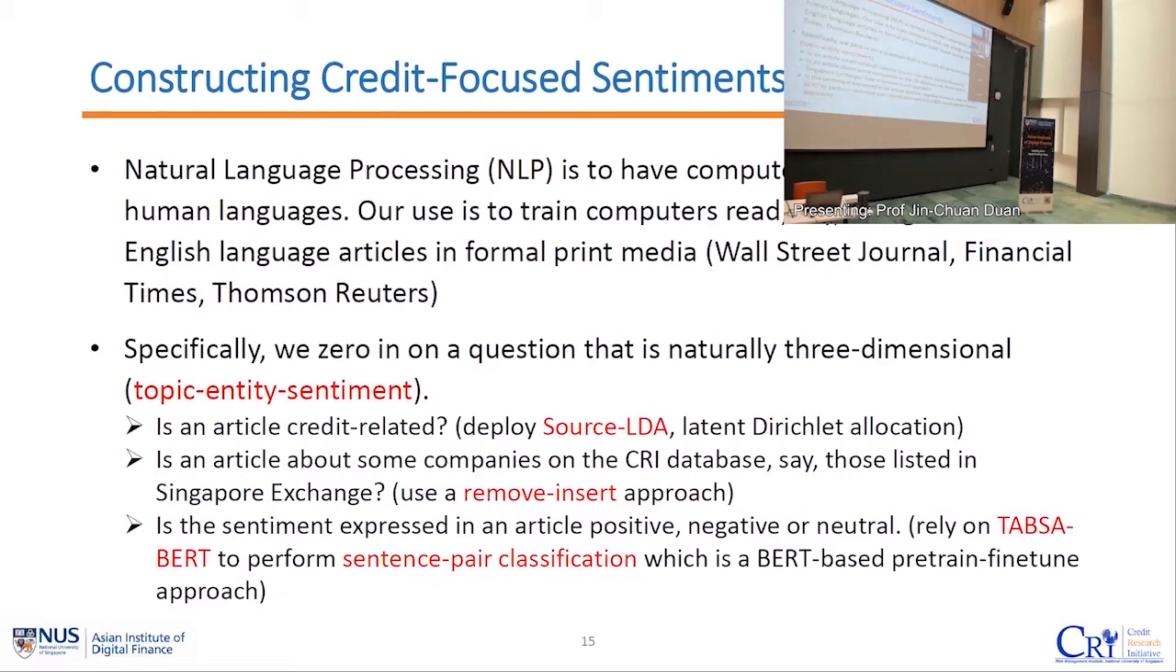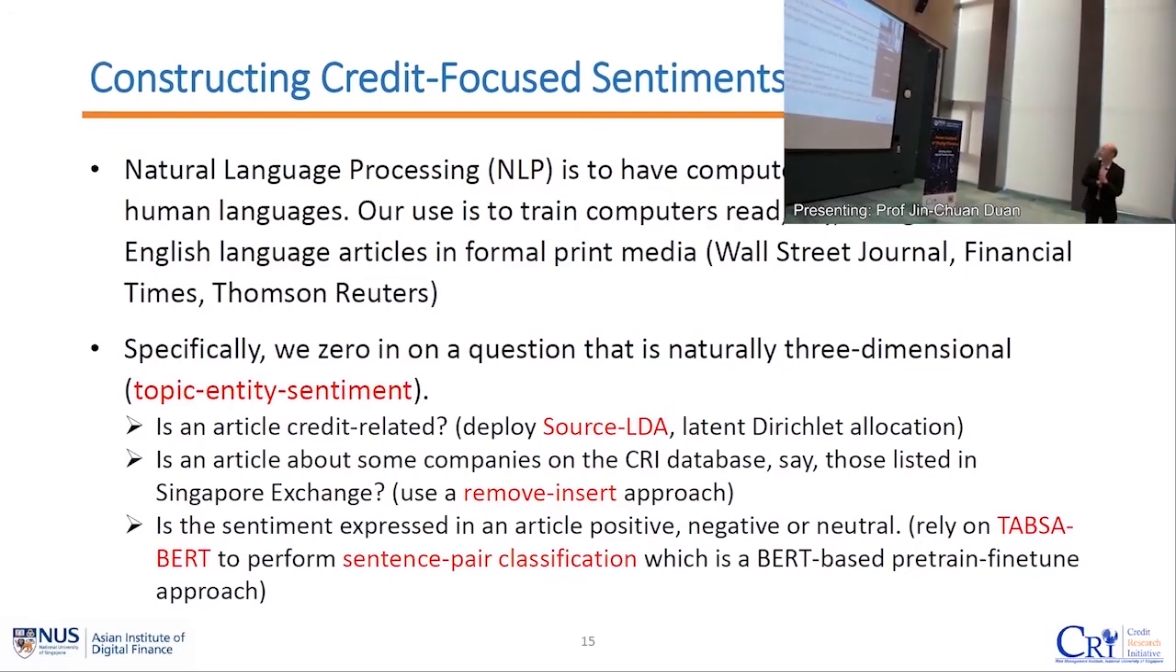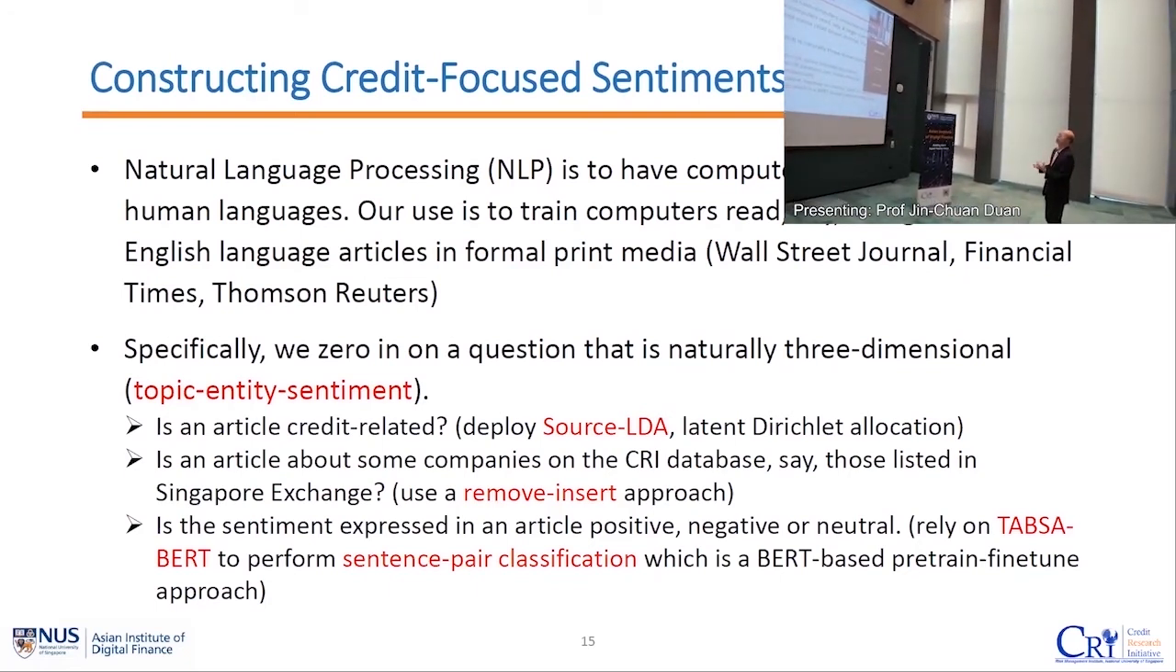So we're going to use a natural language processing technique to extract from formal print media. We use the Wall Street Journal, Thomson Reuters, and Financial Times. We zero in on a North American subset, not because we're only interested in that. We do it one stage at a time. When we get to China, we're going to use Chinese media. We already have data. We have a lot of these articles already gathered, and we continue to gather every day. Newspapers are daily publications, accumulating them.